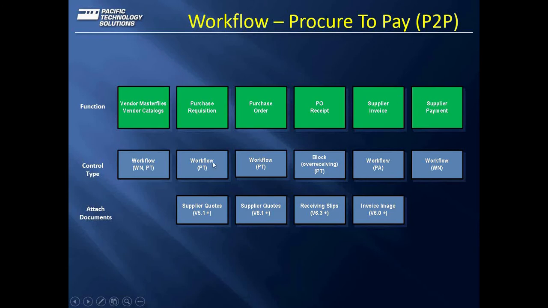What we want to show with this is the next row down, the blue boxes. You can see the first three are covered by workflows. Then for receiving, we don't have a workflow at this stage, but we can block over receiving. And then we've got workflows on the supplier invoice and the supplier payment. So really, we think the end-to-end procure-to-pay business process can be tightly controlled with Sage 300 and with our solutions.